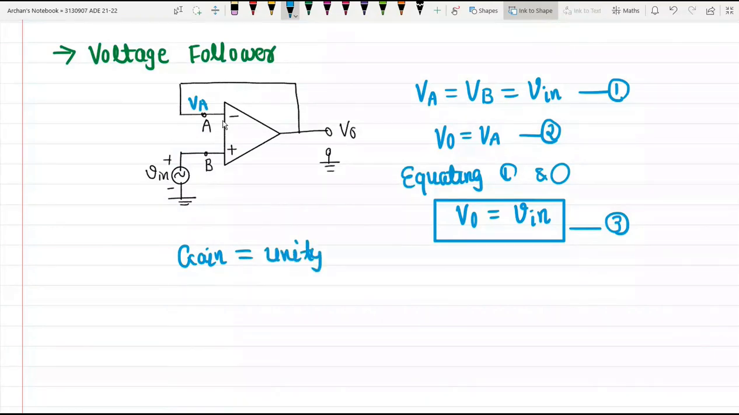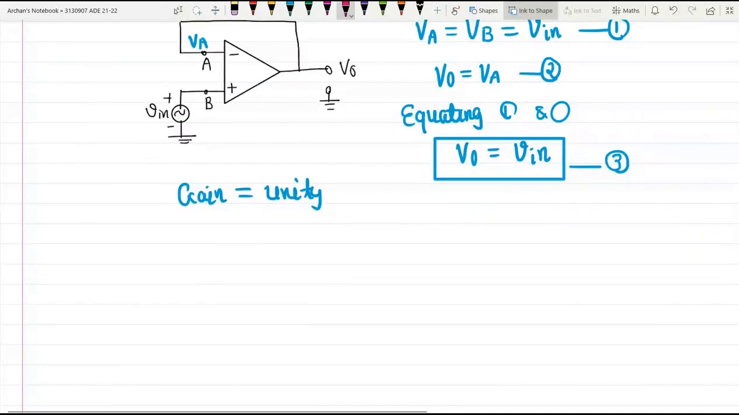Why? Because the magnitudes of input voltage and output voltage are the same. The output voltage V0 is equal to the input voltage V in. If we increase V in, then V0 also increases. If we decrease V in, then V0 also decreases. Ultimately, in conclusion, the output will follow the input. Hence, the circuit is called a voltage follower circuit, and sometimes it is also called a source follower.